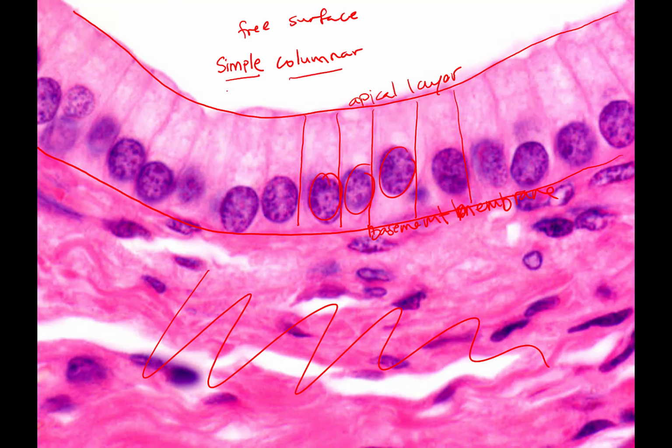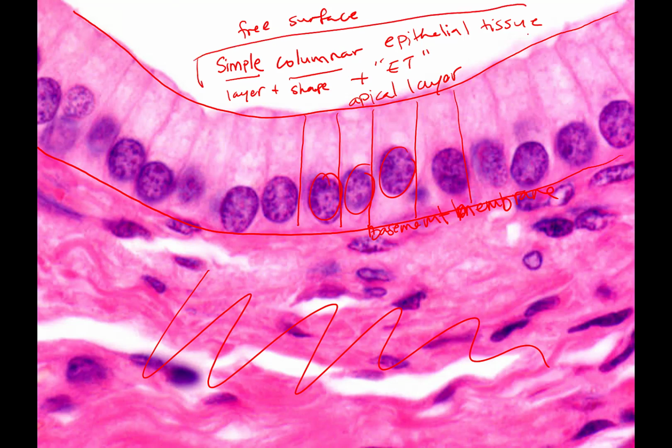You have the layer plus the shape plus the last word, epithelial tissue. And now you have your official name: simple columnar epithelial tissue. And that's what you have to write on the exam. The layer, the shape, and epithelial tissue, or connective tissue, or muscle, or other types of tissues. These are the 4 types of tissues that you have to fill in the blank.